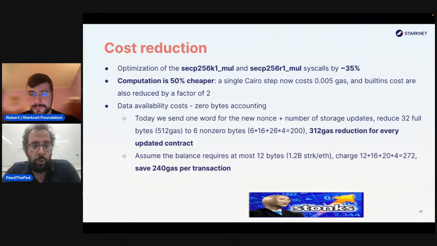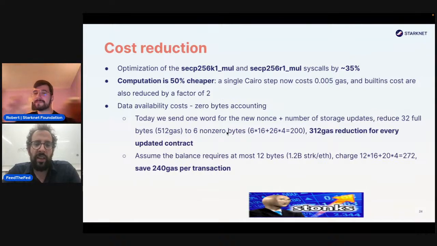When we update the nonce, we send a single 32 byte word that includes your new nonce and the number of storage updates in the contract. So by saying, okay, assuming your account didn't do more than 16 million transactions and didn't update more than 64K storage slots, we can say both of these fit in at most 6 non-zero bytes.